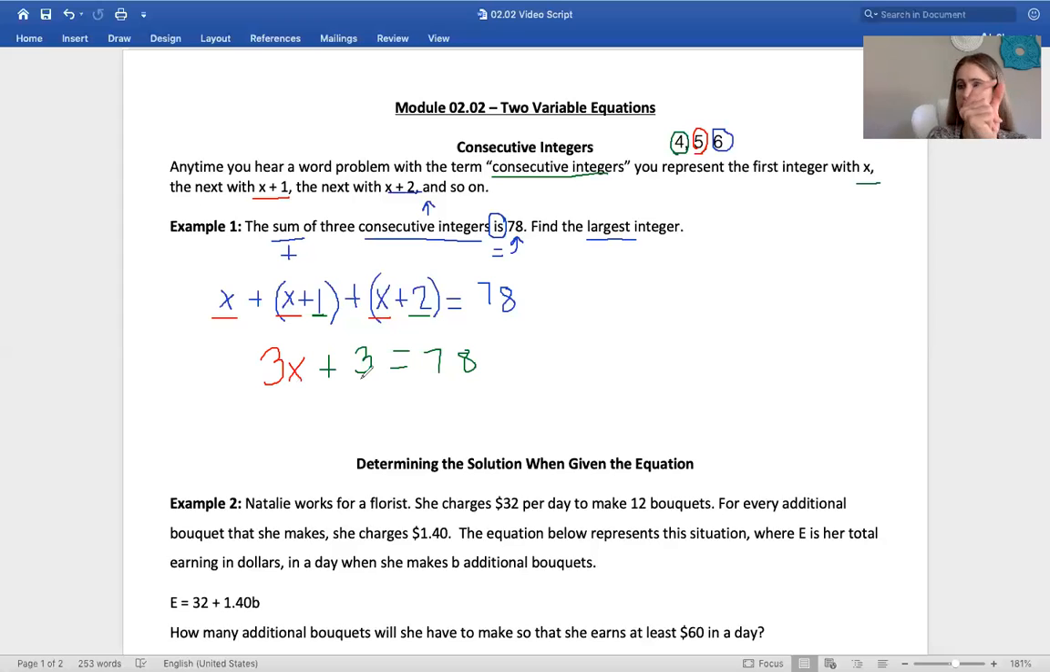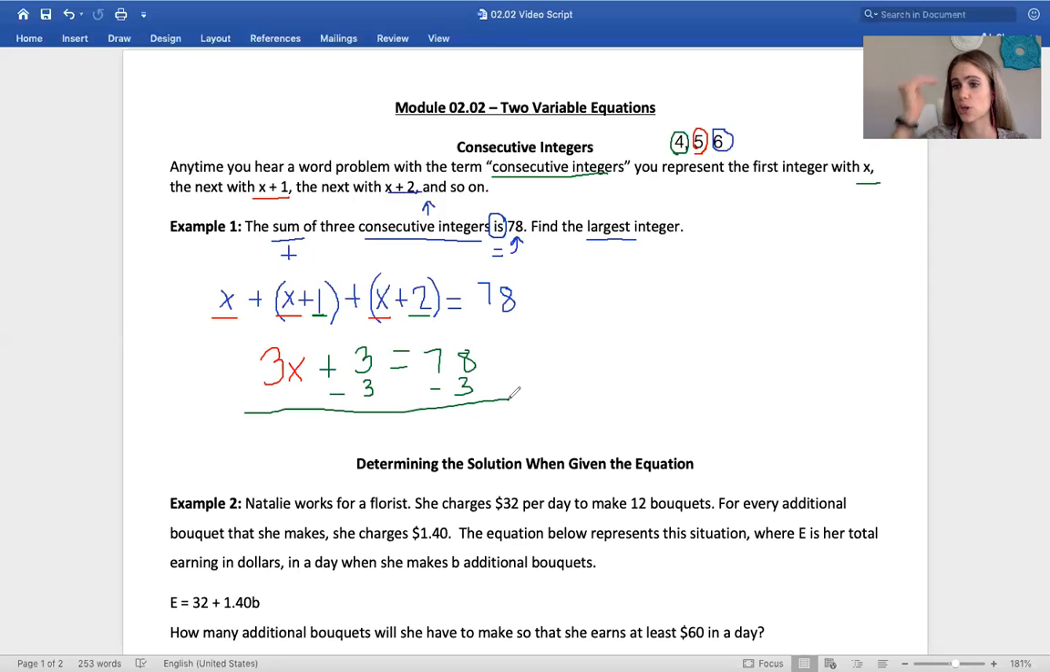Well, how do we move something to the other side of an equation? We do that using inverse operations. So inverse is another name for opposite. What is the inverse of addition? I hope you said subtraction. So we're going to subtract 3 from both sides.